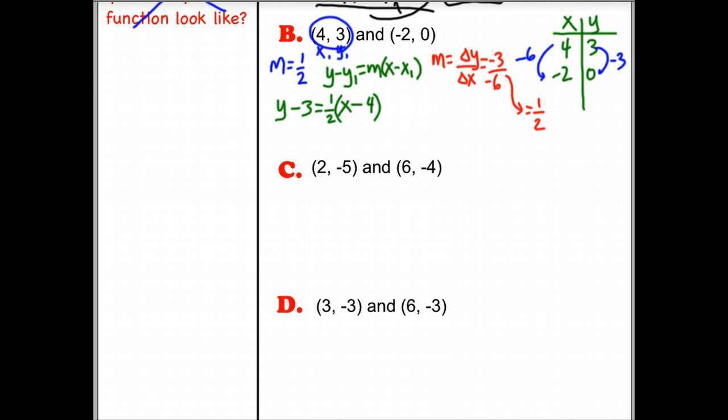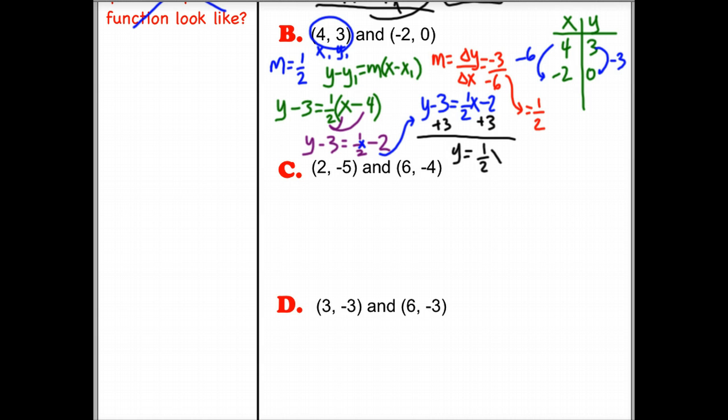So then what we do is we bomb through, boom, boom. Y minus 3 equals 1/2 x, minus half of 4 is 2. I'm going to write this over here so we have a little bit more room. Y minus 3 equals 1/2 x minus 2. Then what we do is we add 3 to both sides. And we have y equals 1/2 x plus 1.